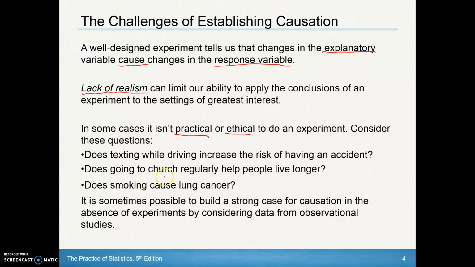Other questions like, does going to church regularly help people live longer? I just want to be careful about some more sensitive topics like going to church. Avoid some kind of religious entanglements as well. And then, does smoking cause lung cancer? Well, again, just like the texting and driving, we're not going to make people smoke and see if they get lung cancer or not. There's certain things that we just don't do.